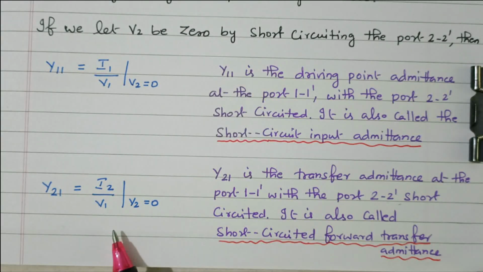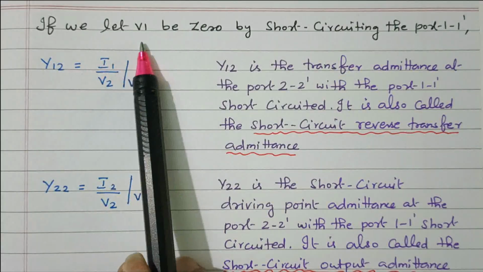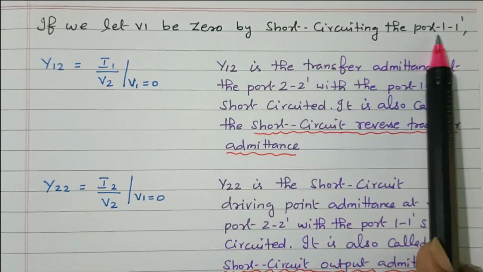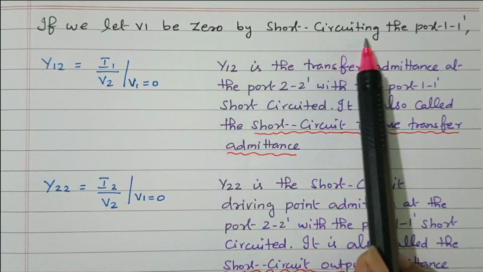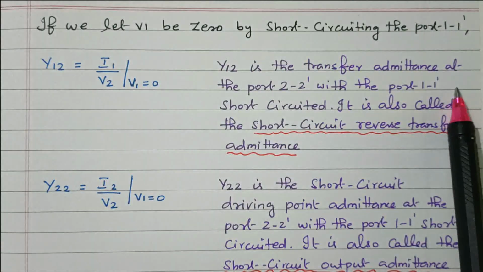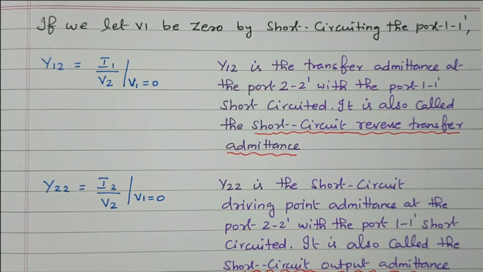The same thing we can do by making V1 equal to 0. In equation 1, the input port is short circuited, so V1 equal to 0. So we are able to find the remaining two parameters. Now V1 is 0 by short circuiting the port 11 dash. Earlier we short circuited the output port 22 dash, so V2 was 0. Now we can substitute V1 equal to 0 in equations 1 and 2 to find the remaining two parameters.